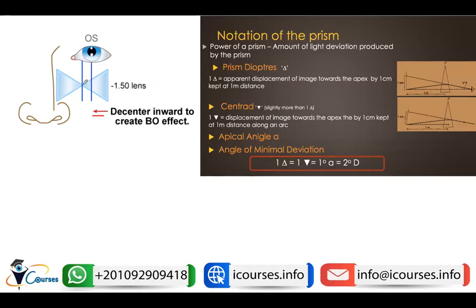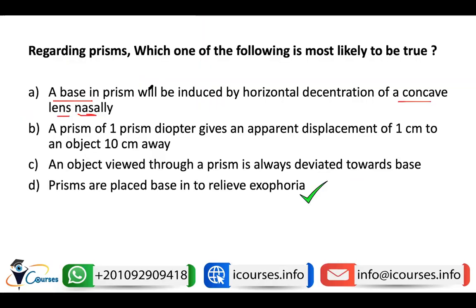Instead of that, the center of the lens is in front of the eye. Now there is a prism in front of the left eye. This prism has apex in and base out. So decentration inward toward the nose of a minus lens will result in a base out effect. So the first one here is wrong. A base out prism will be induced by horizontal displacement or horizontal decentration of a concave lens nasally.